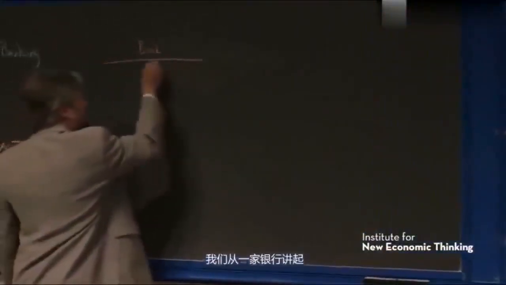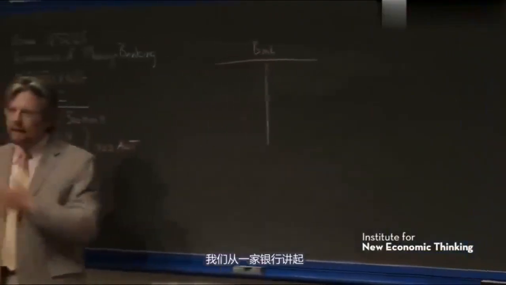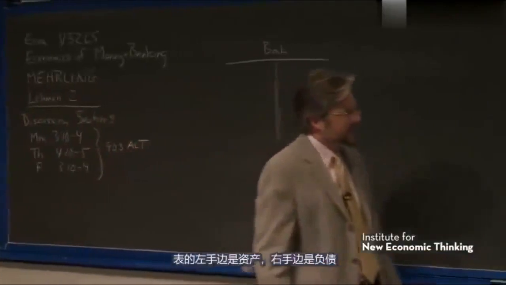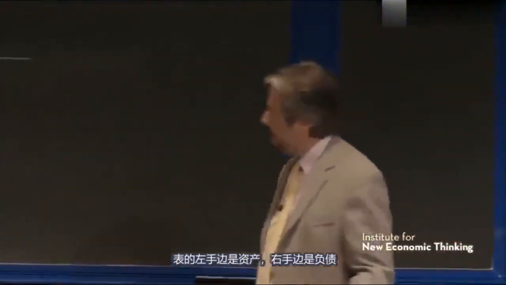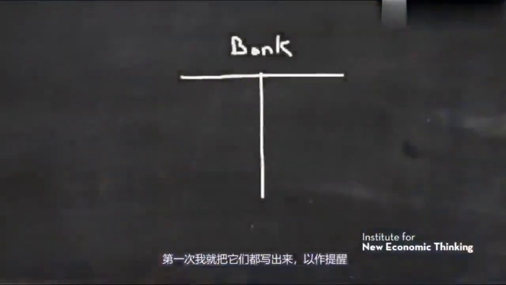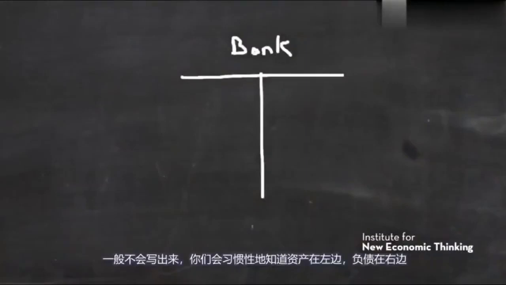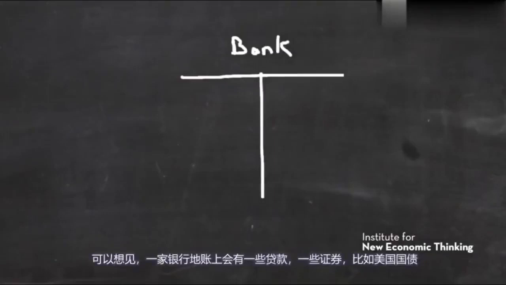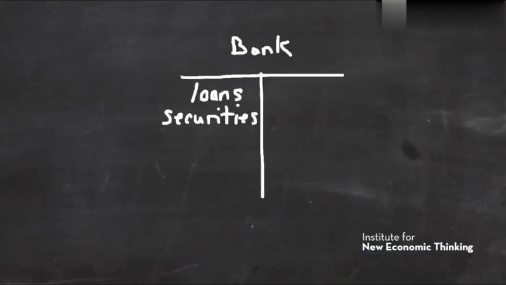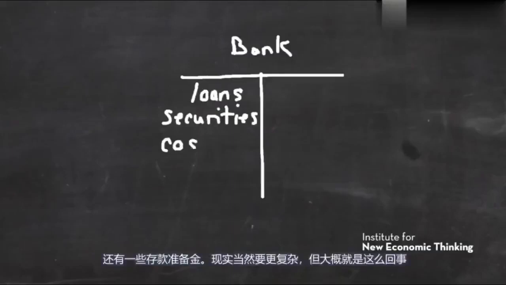We start with a bank. On the left-hand side is assets. On the right-hand side is liabilities. Why don't I just write that in here for the first time so that we remind ourselves. In general, I won't be writing it in. You'll just get used to knowing that assets are on the left and liabilities are on the right. And we could think of a bank as having some loans, some securities, so that might be like a treasury bill, and some cash reserves. It's more complicated than that, but.